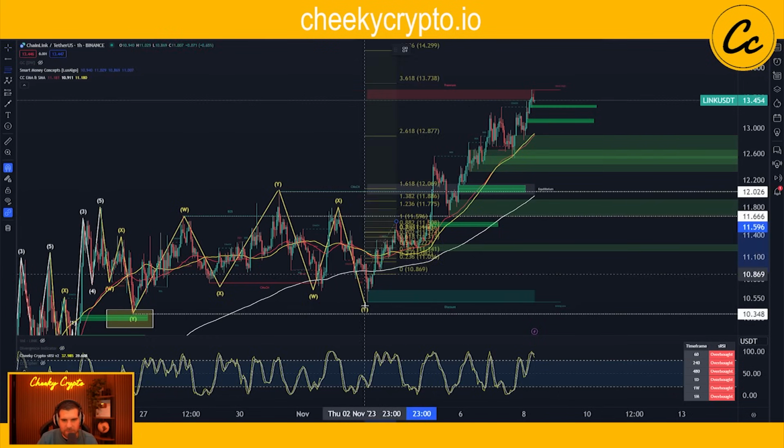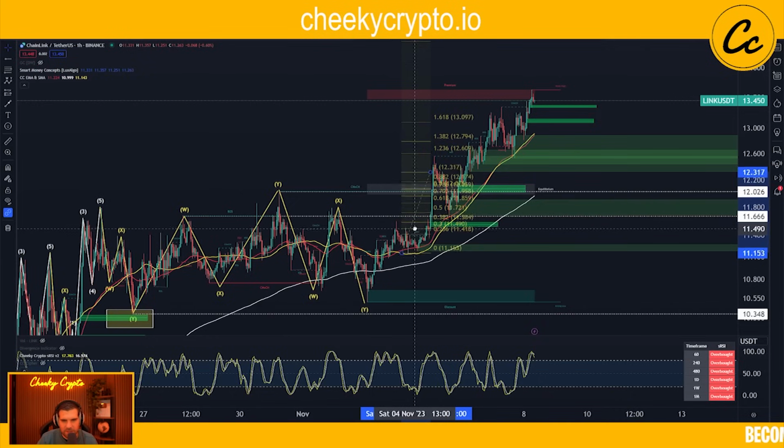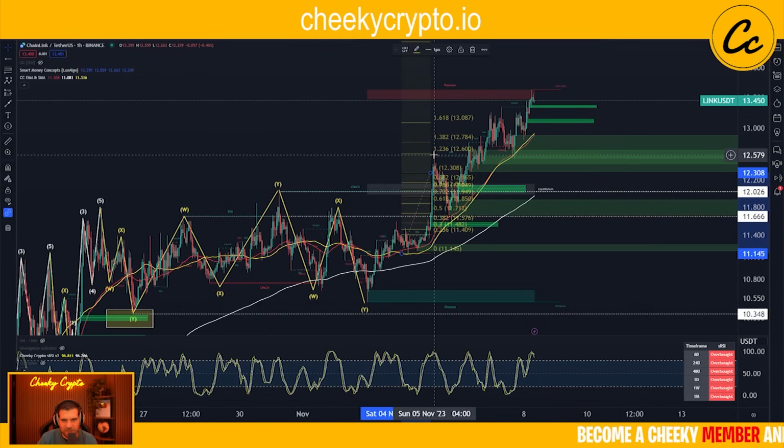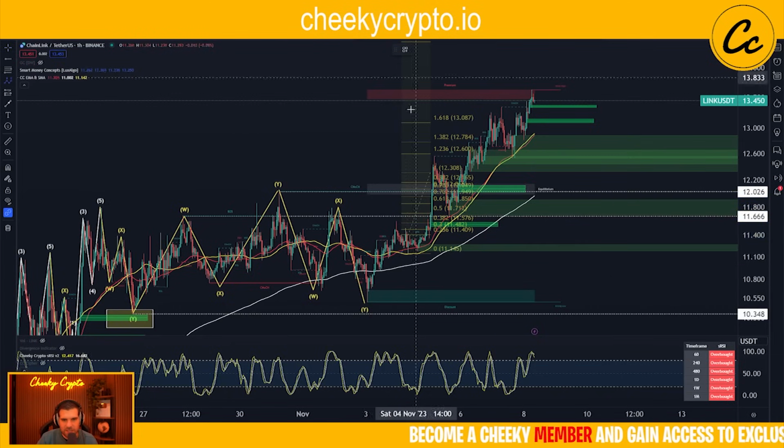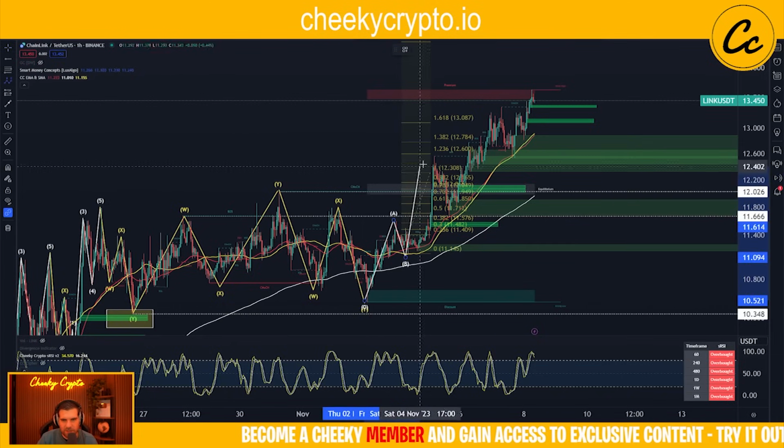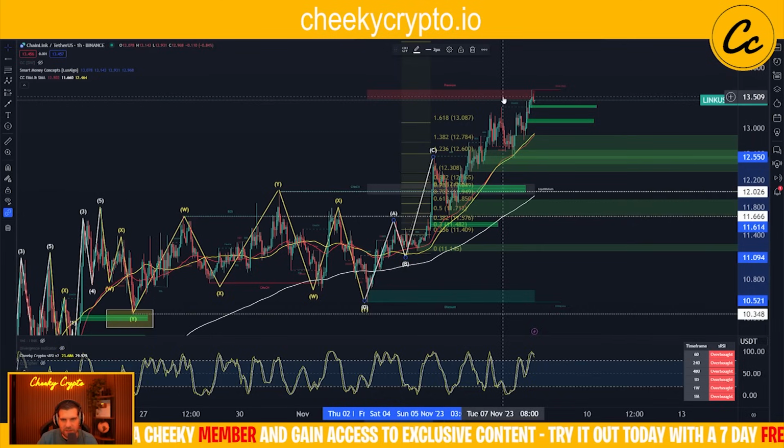Right, if we just grab a fib and we run it from this low level here to this one, you can see really we just get rejected on a 1.382. This essentially tells us that this is just a 3-wave correction right there. We corrected down and then we continue this move upwards.